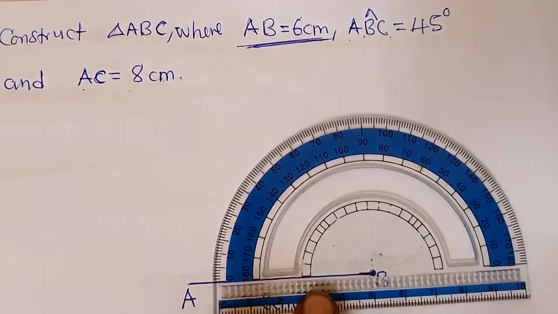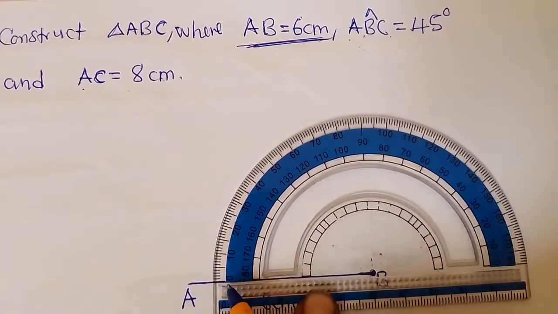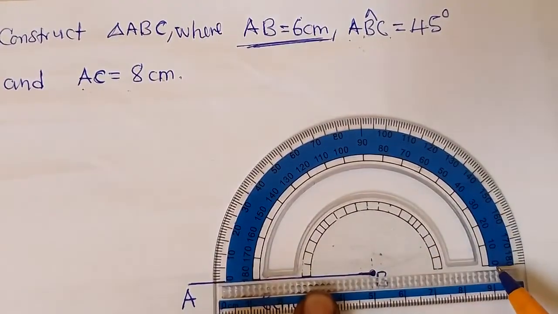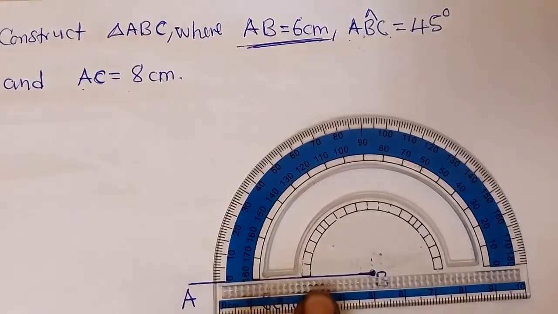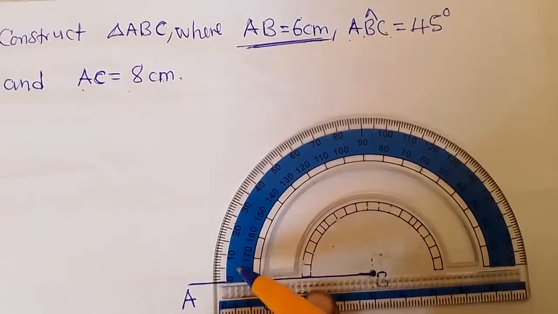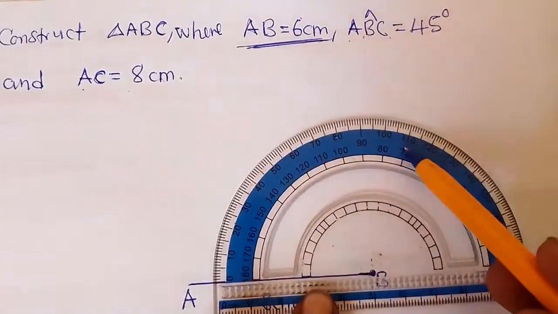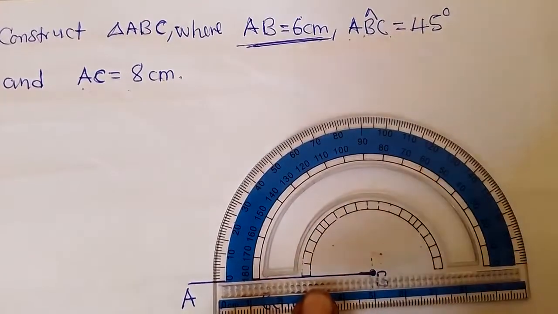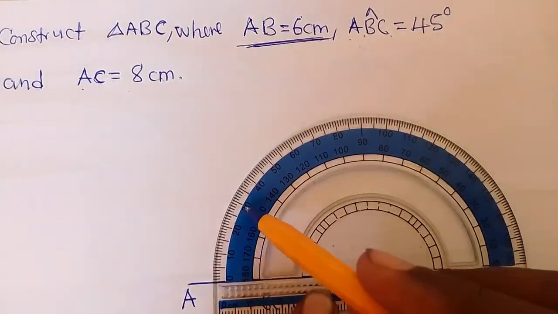So once you do this, you know now where the 0 is. Have you seen, when you do this, there is a 0 here, there is also a 0 here. But you concentrate on the 0 that is on the line. Where is the 0? The 0 is here on the line. So it means we start counting from here going to this other side. Have you seen? So you say 0, 10, 20, 30, 40.